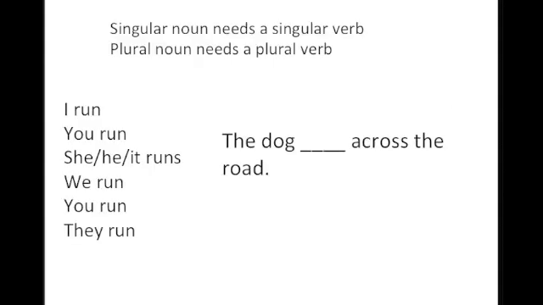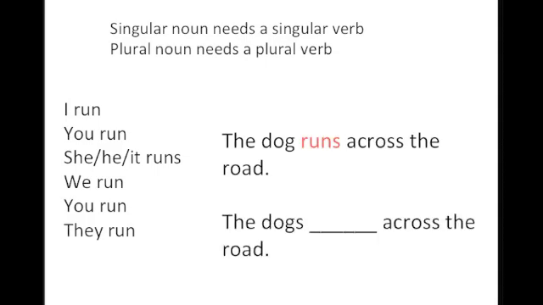Okay, let's have a look at an example. So if a singular, let's have a look at this sentence here. The dog, something across the road. So the dog is just one dog. It's a singular noun, so it needs a singular verb. So we would have a look down here. Which one do we need? Not I, not you. It would be it because it's the dog and it runs. The dog runs across the road.